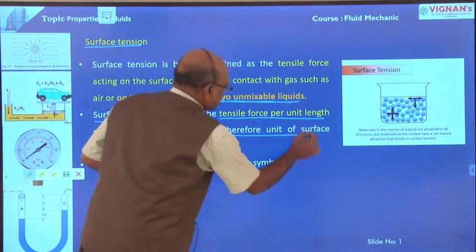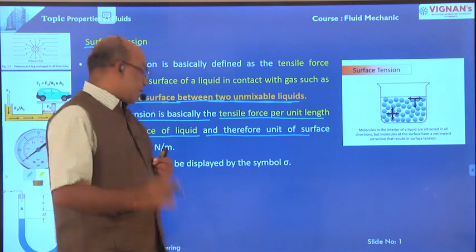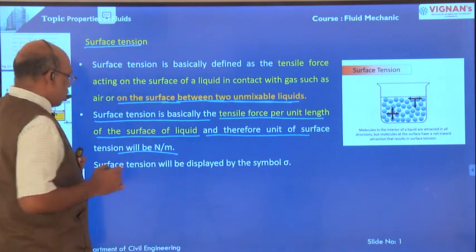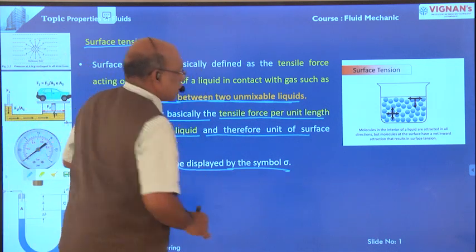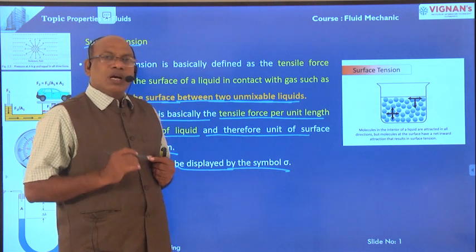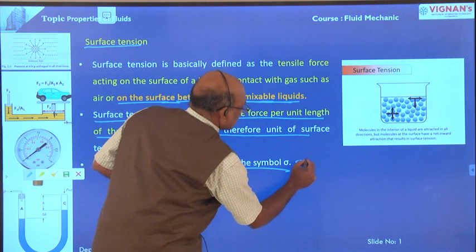Therefore the unit of surface tension is Newton per meter. Surface tension is represented by the symbol sigma. This is the sigma.